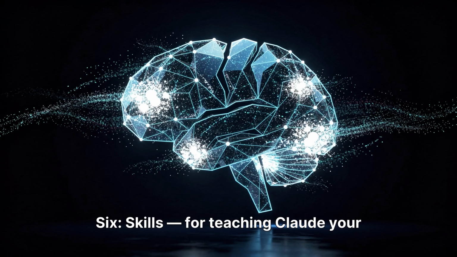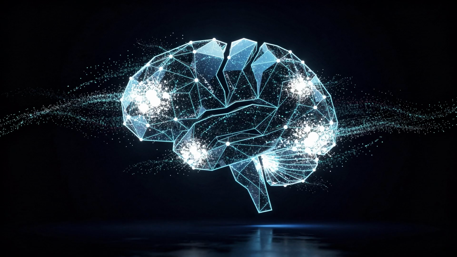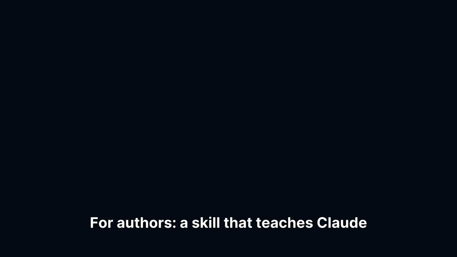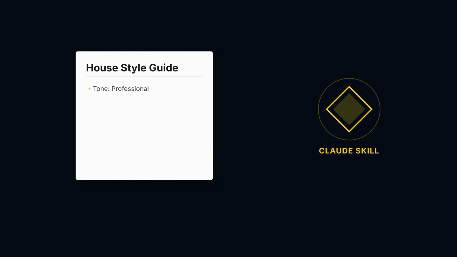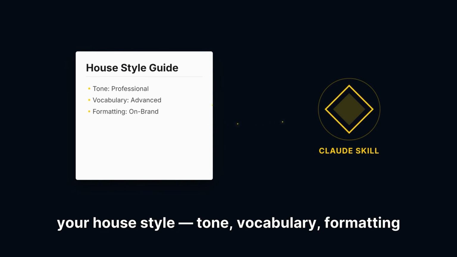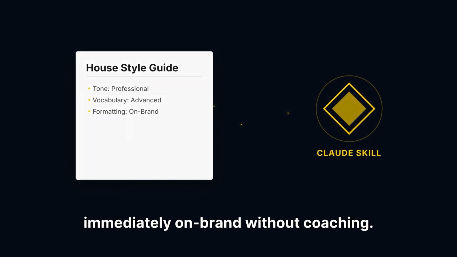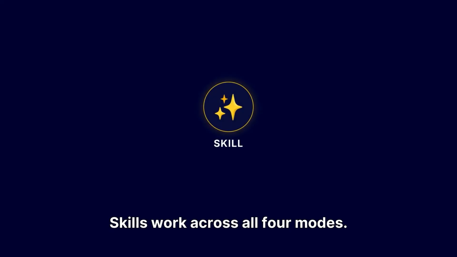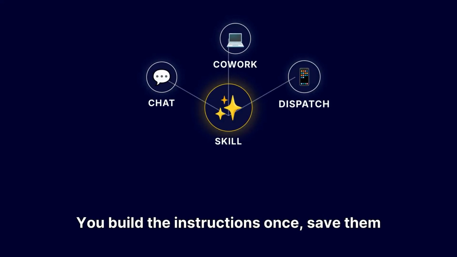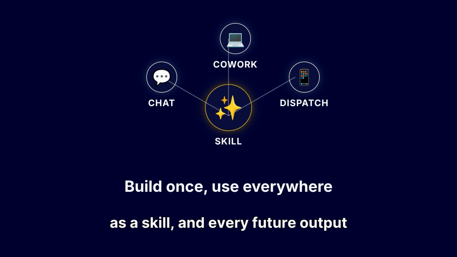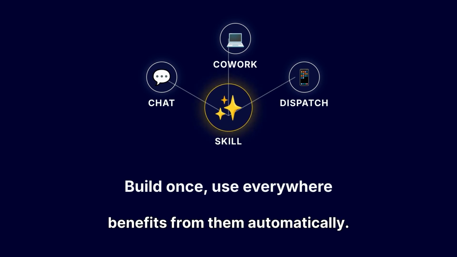6. Skills, for teaching Claude your exact standards. A skill is a set of saved instructions that teaches Claude how to do one task your way, every time. For authors, a skill that teaches Claude your house style, tone, vocabulary, formatting, so every piece of content is immediately on brand without coaching. Skills work across all 4 modes. You build the instructions once, save them as a skill, and every future output benefits from them automatically.